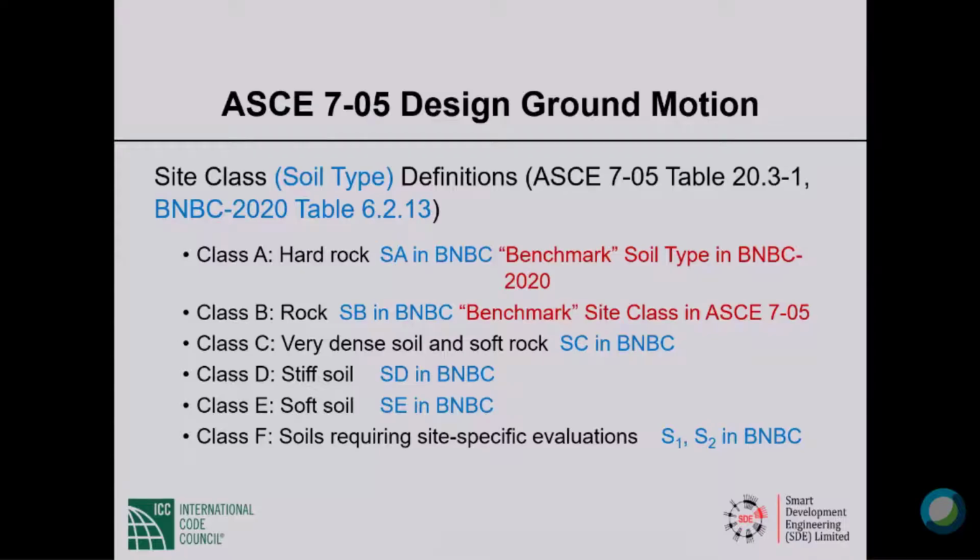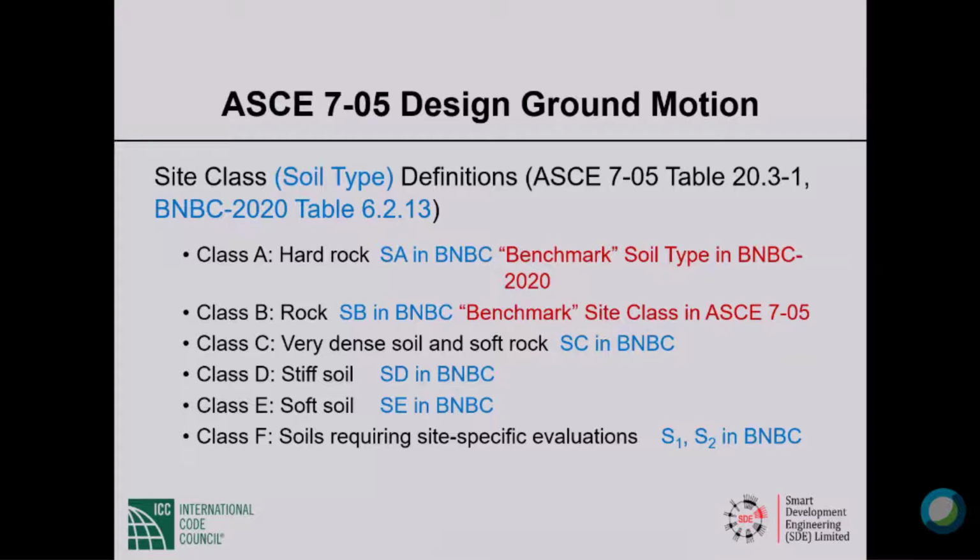The site classes of AC705 are A, B, C, D, E, and F. A is hard rock, geologically older rock that you find in the eastern United States. Class B is soft rock like in California. C, D, and E are progressively softer material. F is material so poor that to design any building on it, you need a site-specific spectrum. The spectrum printed in the code will not do.